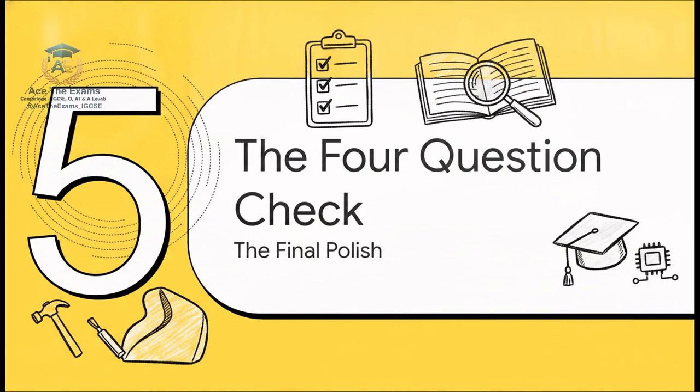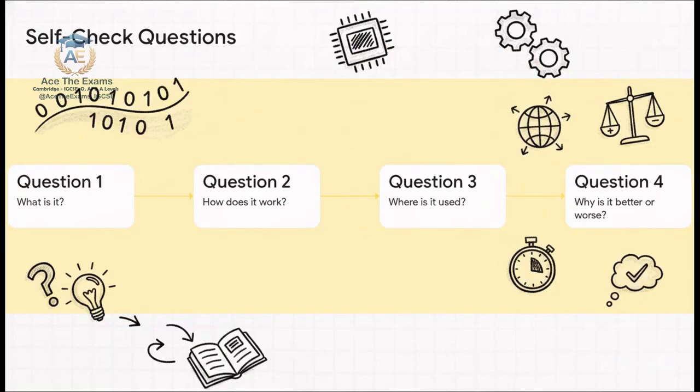And finally, Section 5, the 4-question check. This is the final polish on your masterpiece. Whenever you are studying binary, Denary, or frankly any computer science topic, I want you to run it through these 4 specific prompts. Question 1. What is it? Define it clearly. Question 2. How does it work?